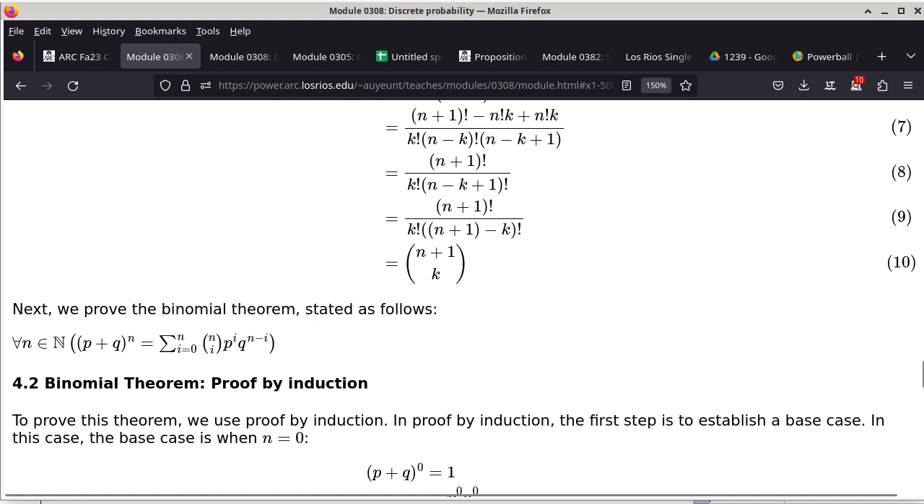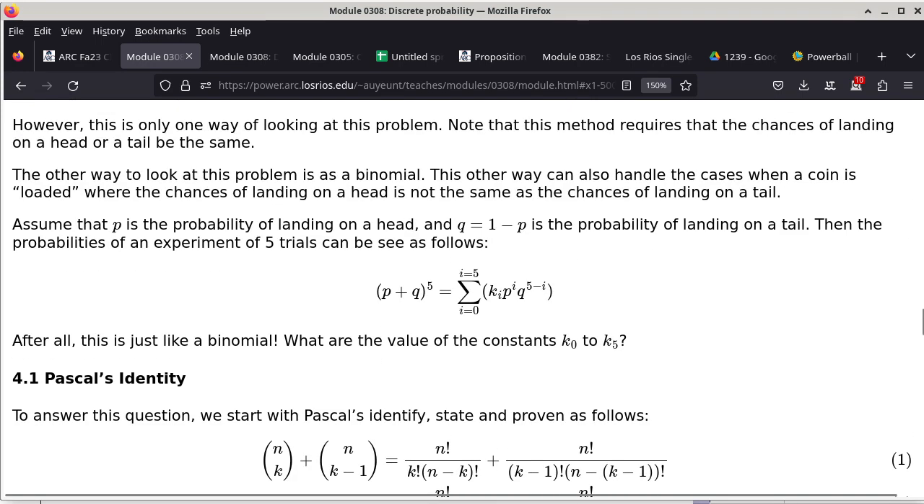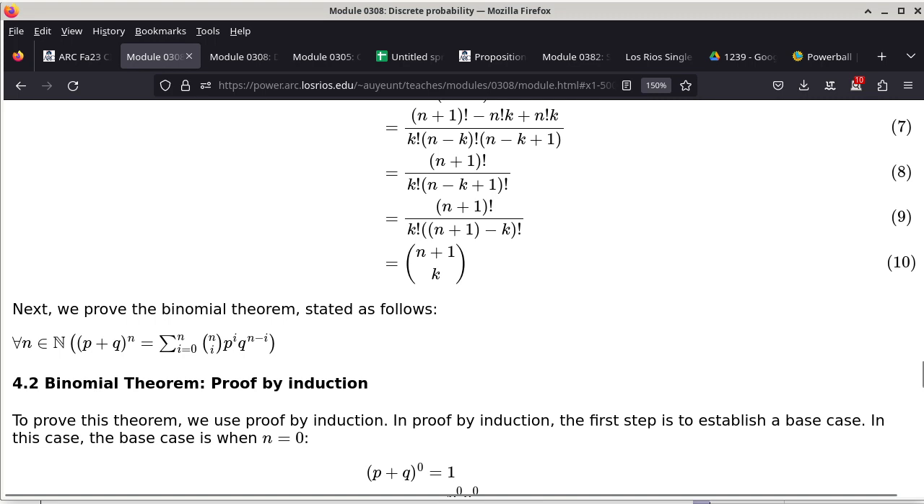It's basically saying for every natural number lowercase n, (p plus q) to the power of n can be expressed as a sum where i goes from 0 to n, and each term that we're adding in this sigma or sum notation is n choose i times p to the power of i times q to the power of n minus i. In other words, based on what we talked about earlier, these coefficients, k of i, actually correspond to n choose i. So now we are relating binomial expressions to the concept of choosing or counting.